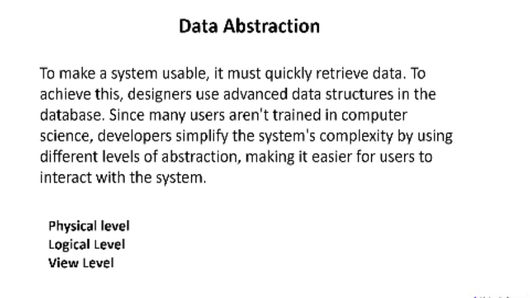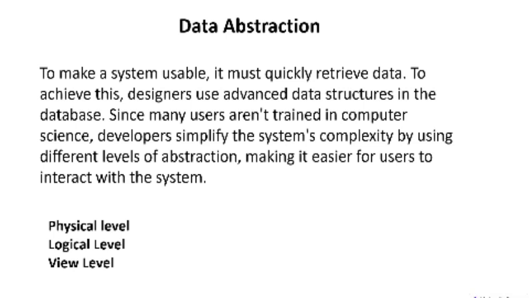This requirement for speed has pushed designers to create complex ways of organizing and storing data inside the database. However, most people who use database systems are not experts in computer science. Because of this, developers hide the complicated parts from users and make the system easier to interact with by creating different levels of abstraction. These levels help to simplify what users see and how they use the database without worrying about how everything works underneath.